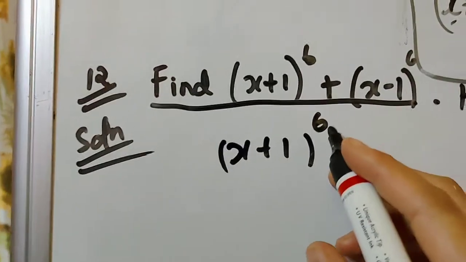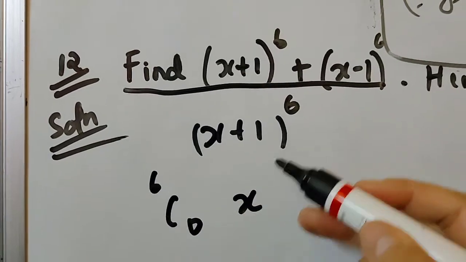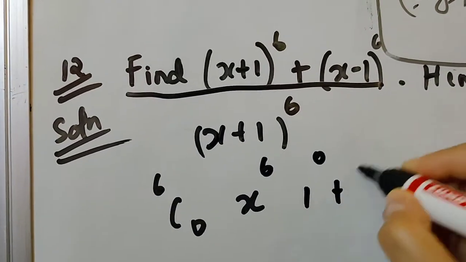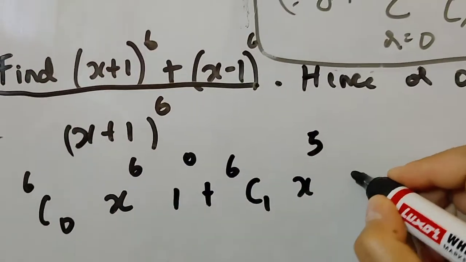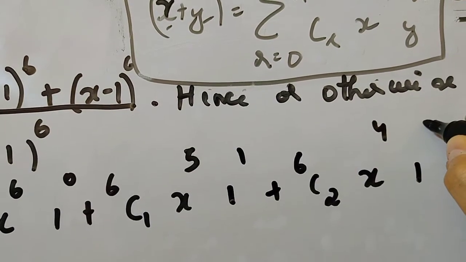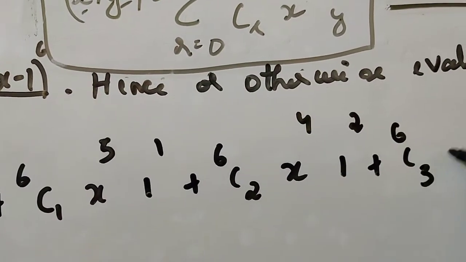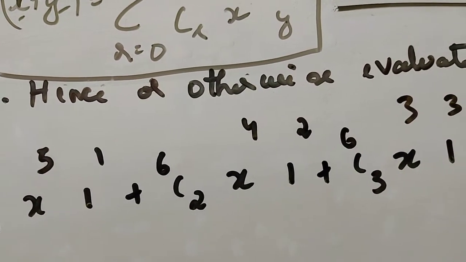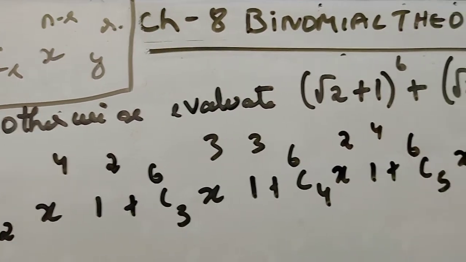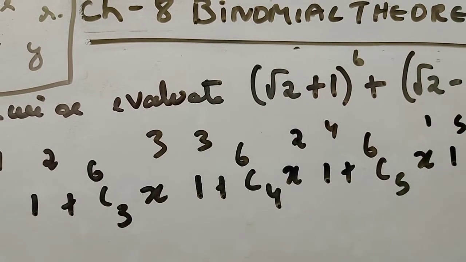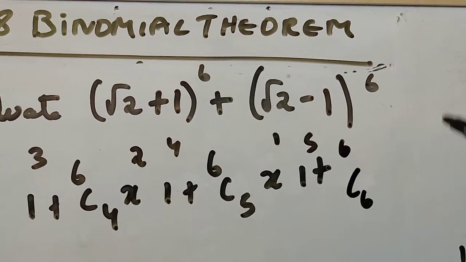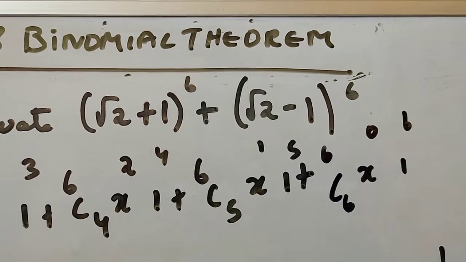So n is 6. So 6C0. Straightly I will not write minus, I will put the values. 6 minus 0 will be 6, and 1 to the power 0. Plus 6C1 x to the power 5, then 1 to the power 1. Plus 6C2 x to the power 4, then 1 to the power 2. Plus 6C3 x to the power 3, 1 to the power 3, plus 6C4 x to the power 2, 1 to the power 4, plus 6C5 x to the power 1, 1 to the power 5, plus 6C6 x to the power 0, 1 to the power 6.